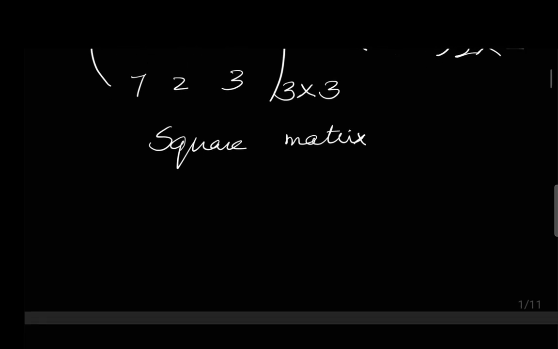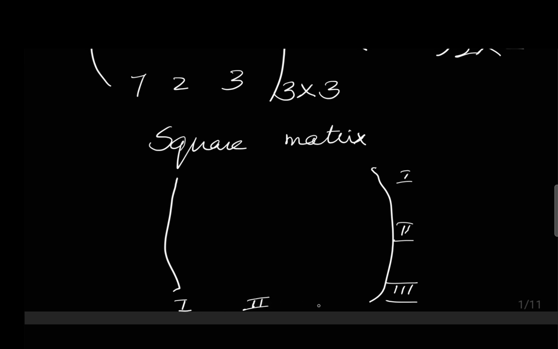The general form of the elements in the matrix: here first row, second row, third row. Here first column, second column, third column. How many elements are here? 3 rows and 3 columns. So the matrix contains 9 elements, 3 by 3. 3 threes are 9. 9 elements.